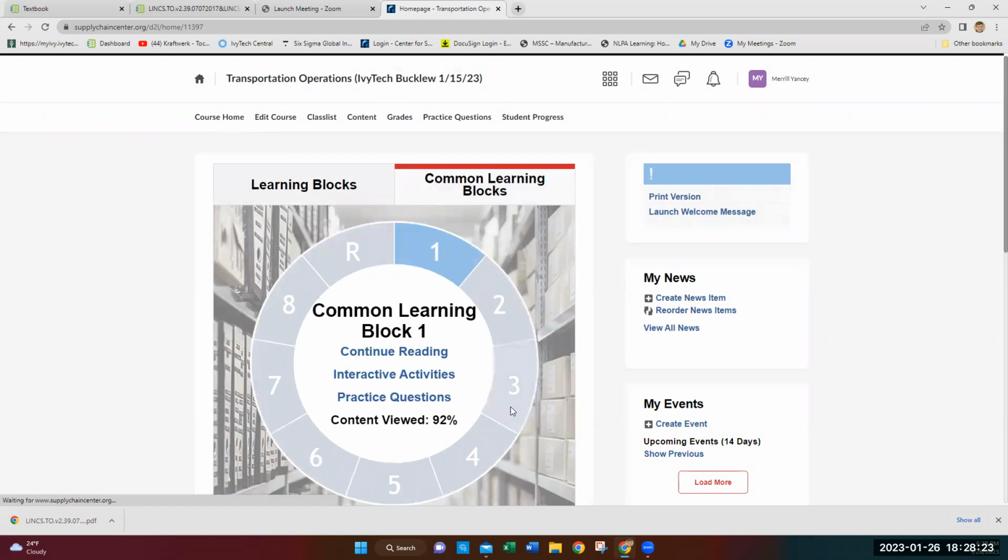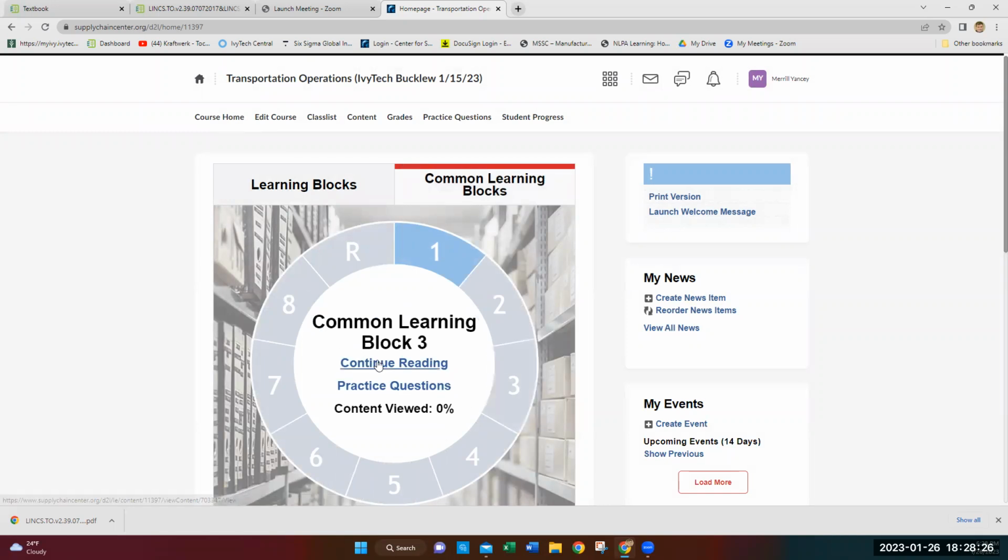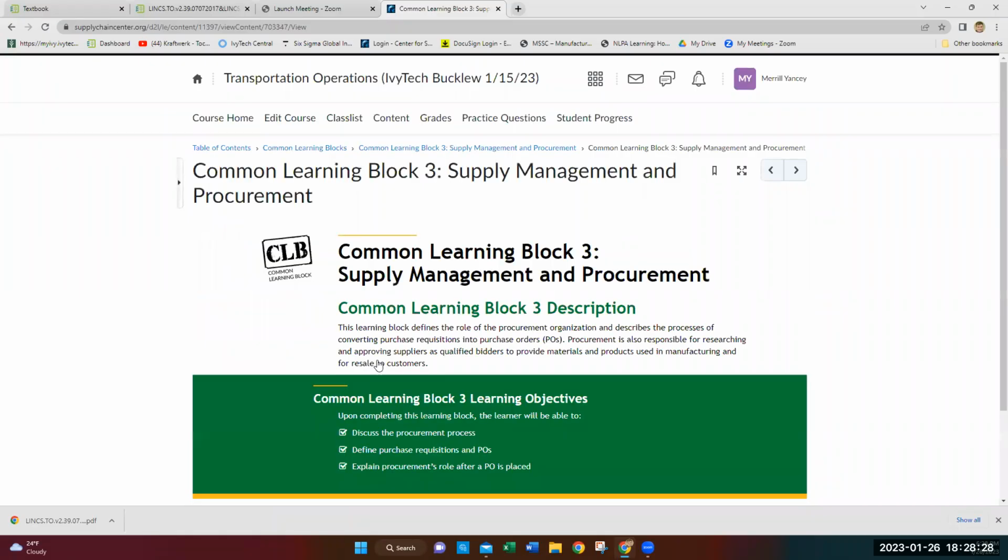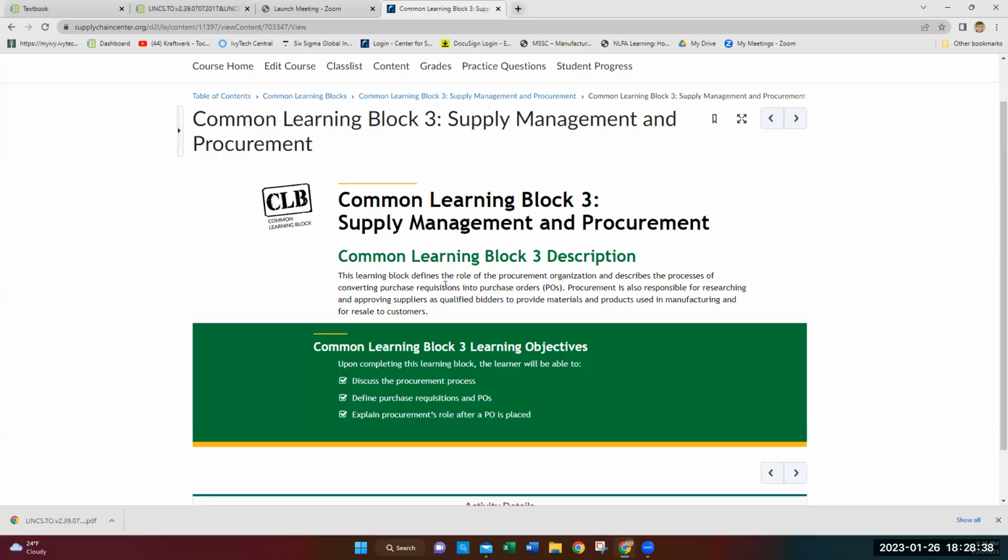Okay, common block number 3 is about supply management and procurement. So this is adding procurement into it, and it defines the role of the procurement organization, and describes the process of converting purchase requisitions into purchase orders. Procurement is also responsible for researching and approving suppliers as qualified bidders to provide materials and products used in manufacturing and for resale to customers.